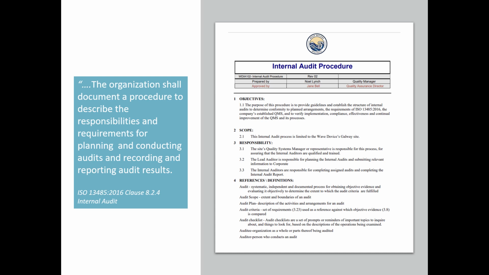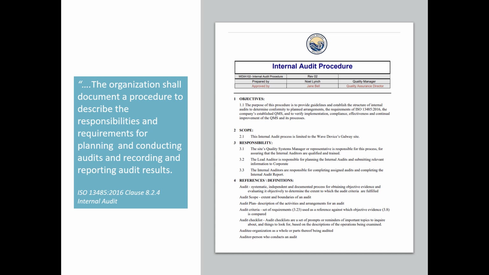Clause 8.2.4 goes on to require that the organisation shall document a procedure to describe responsibilities and requirements for planning and conducting audits and reporting audit results. What's it saying there? Well, it's saying that you need an internal audit procedure. And here we see on the right another example of an internal audit procedure that we use in one of our courses as a case study. So if it's not written down, it didn't happen. That's a philosophy in the whole area of quality management. So you need to have an internal audit procedure.